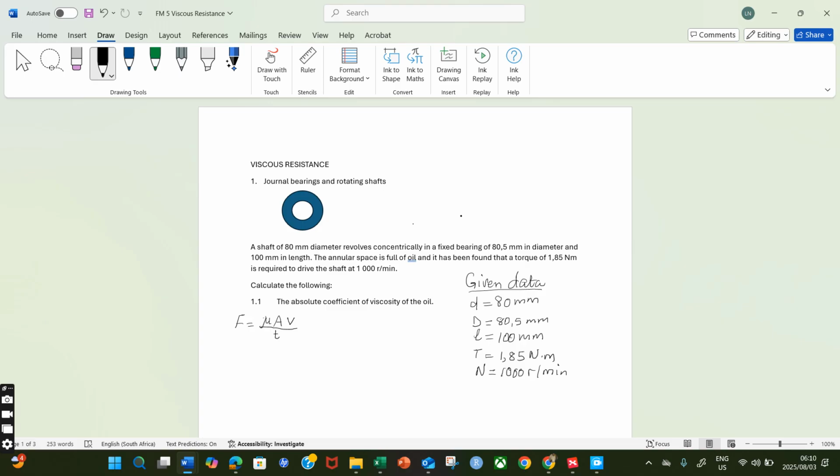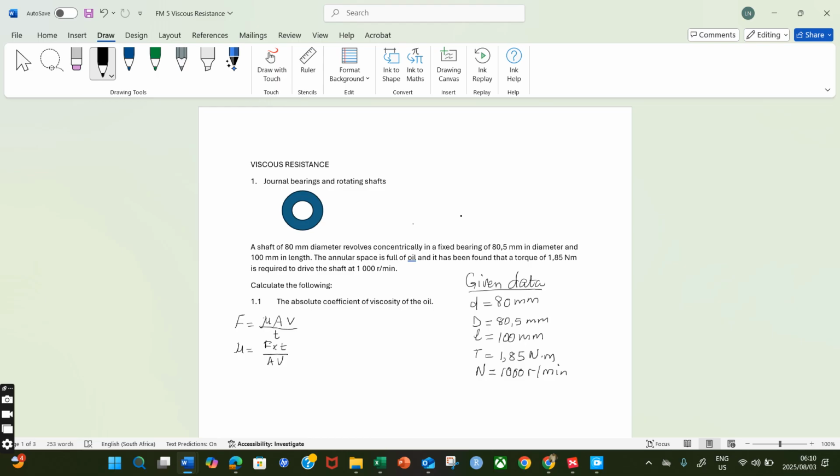All right, so after writing down the formula, we have to derive it so that we make the coefficient of viscosity the subject of the formula. So this would be F multiplied by T. If we manipulate this formula, we'll have F multiplied by T over area times V.